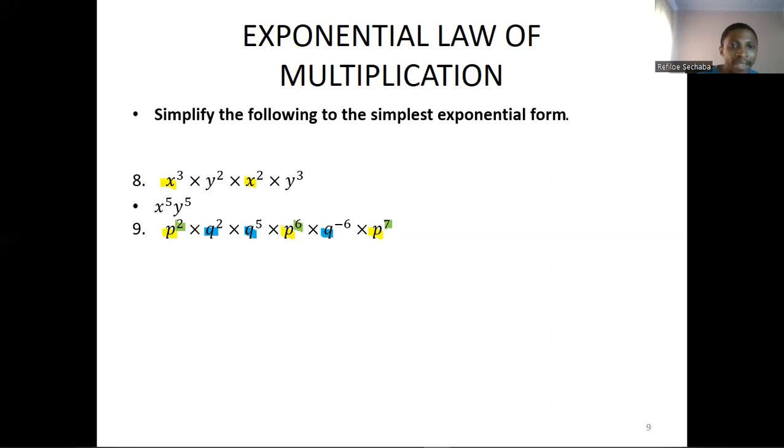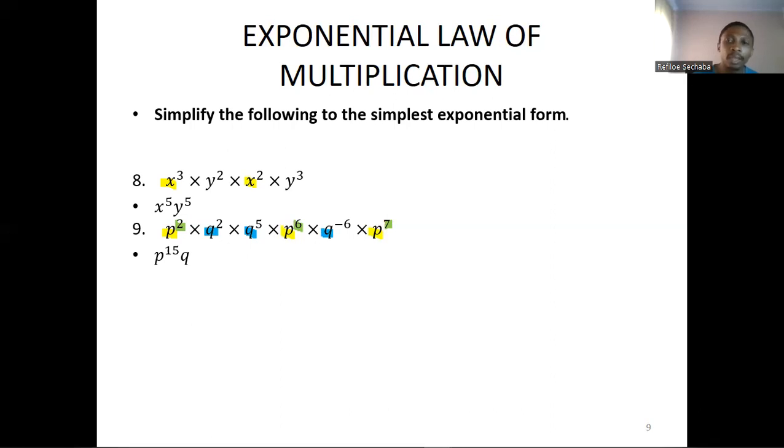7 plus minus 6 is the same as 7 minus 6. Remember, it's 2 plus 5, which is 7. 7 minus 6 will give you 1. So the answer will be q to the exponent of 1. Because the exponent of q is 1, again, remember, we do not write it. If the exponent is 1, we do not write it.